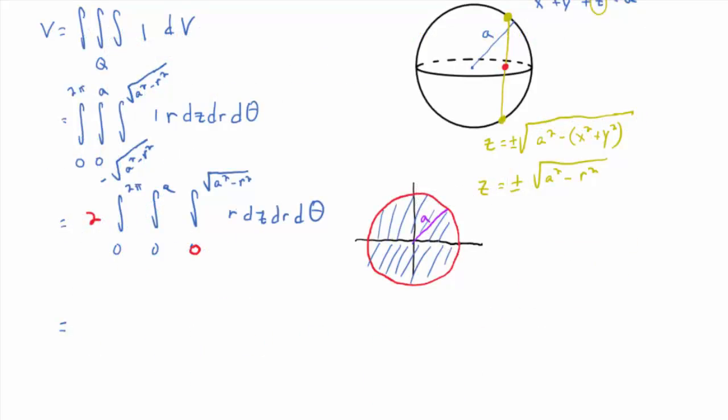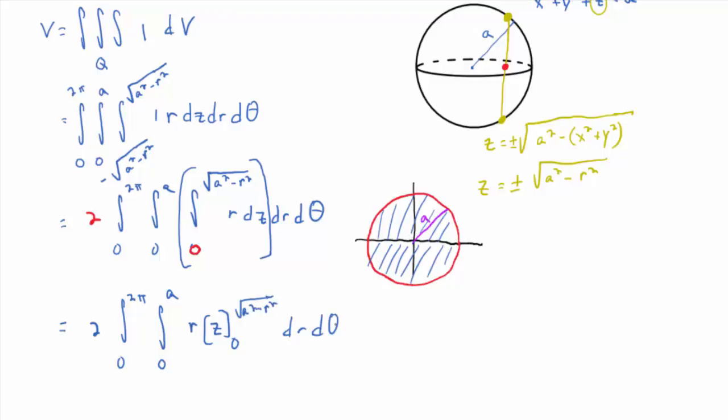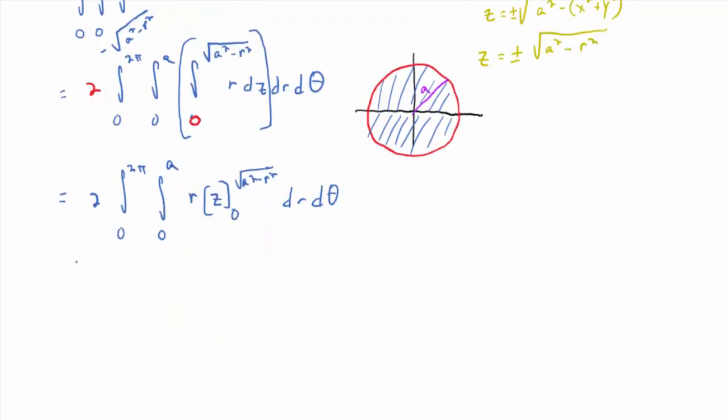Let's evaluate the inner integral. If we do that, we integrate, what do we get? I'm going to leave r on the outside, and then we get z, right, evaluated from 0 to that root. And then we still have dr d theta on the outside. All right, so we get 2 times the integral from 0 to 2 pi, integral from 0 to a, and then we have r times that root, don't we?